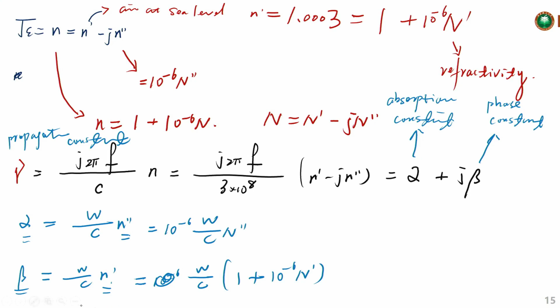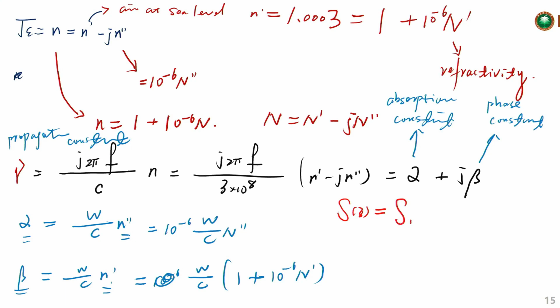So these are the expressions for the absorption and for the phase constant. This is related to the electric field. For electromagnetic wave propagation, we concentrate more on the energy or the power. So we have the expressions for the power density. The power density is related to the Poynting vector. Here we just concentrate on the scalar part.